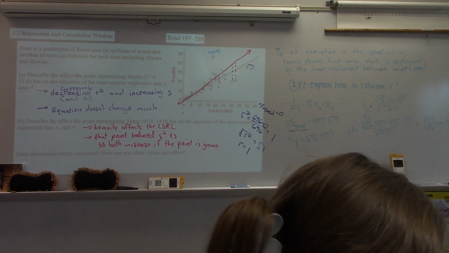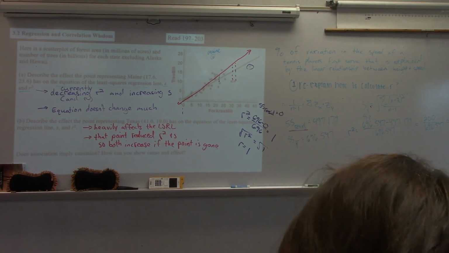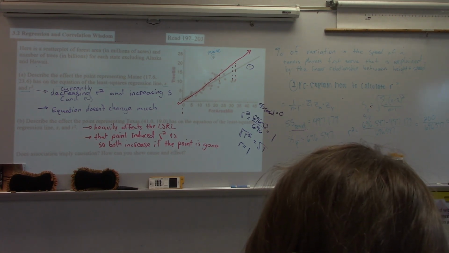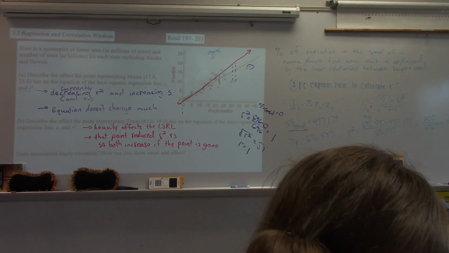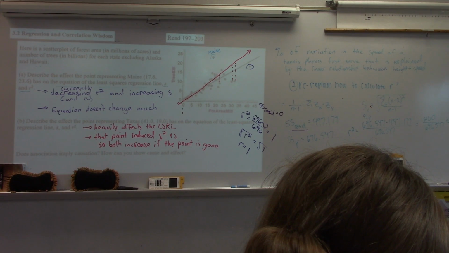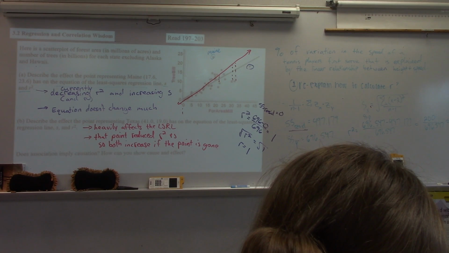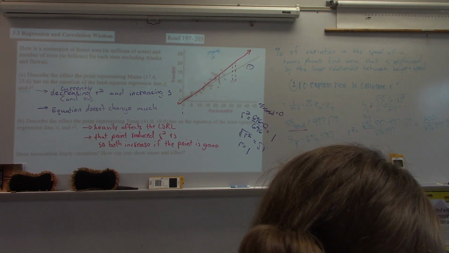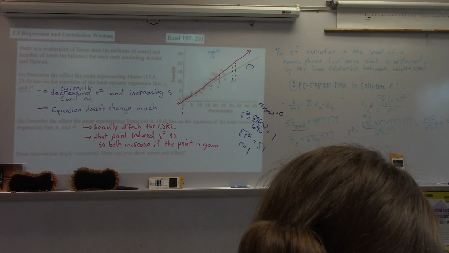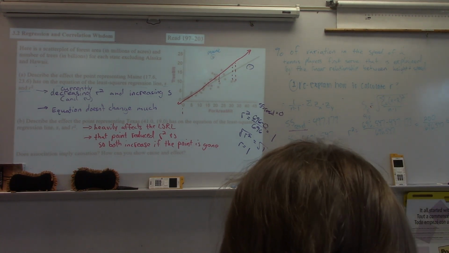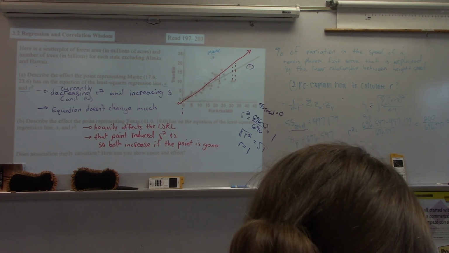So an important question here is, does the forest area appear to cause an increase in the number of trees for each state? So listen to my question again. We have a positive slope. So if the area of forest increases in a state, does that appear to cause an increase in the number of trees? There's an association, but you can't prove causation with this.